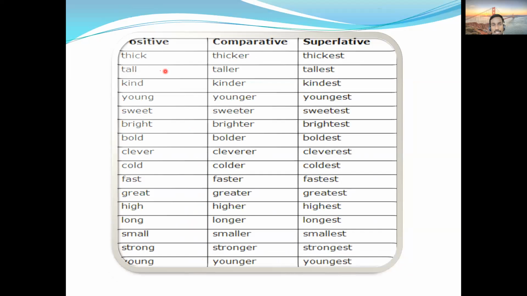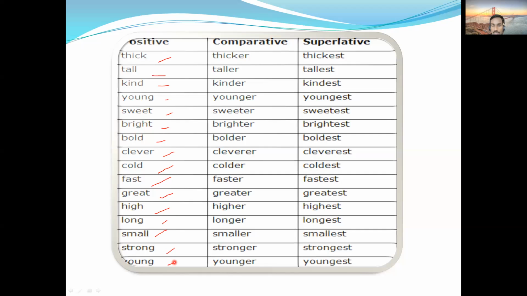Another slide. Thick, thicker, thickest. Tall, taller, tallest. Kind, kinder, kindest. Young, younger, youngest. Sweet, sweeter, sweetest. Bright, brighter, brightest. Bold, bolder, boldest. Clever, cleverer, cleverest. Cold, colder, coldest. Fast, faster, fastest. Great, greater, greatest. High, higher, highest. Long, longer, longest. Small, smaller, smallest. Strong, stronger, strongest.